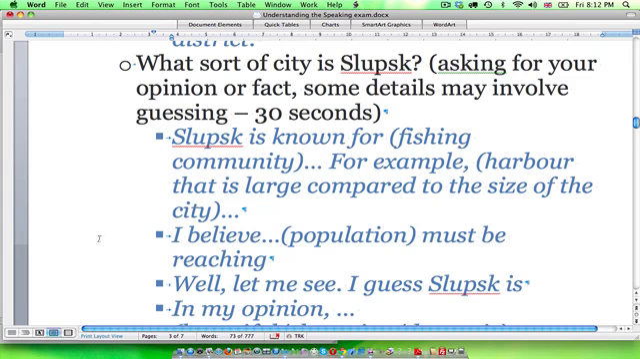So down here in the second example, I use, well, I believe, and then if we're talking about population, the population of Ślubsk must be reaching 80,000 or something like that. Now, a good way to start the response is something like this: Ślubsk is known for, and then whatever that thing is. If it is a fishing community, I'm not entirely sure, but it is known for its fishing industry, and thus it has a very large harbor. And the harbor is quite large when compared to the overall size of the city. And then you would develop the response a little bit more from that.